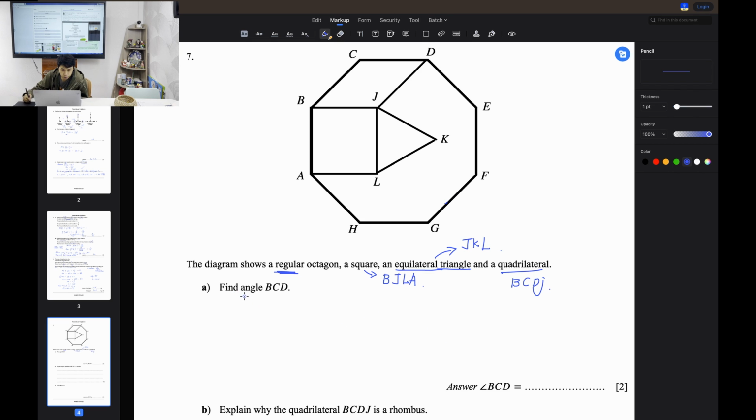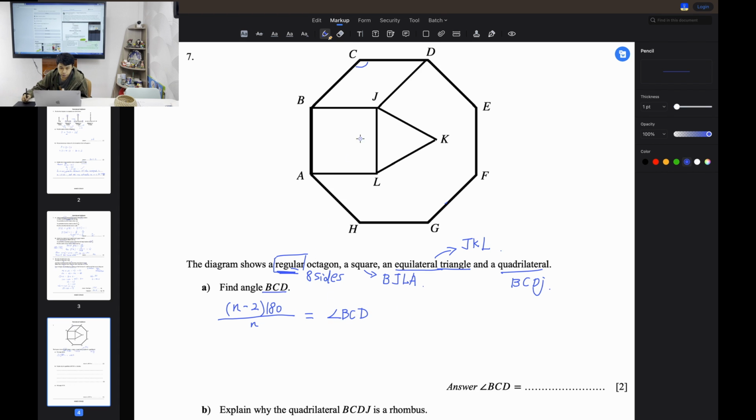So first of all, let's look for the angle BCD. Where is it? BCD here. First of all, we know that this is a regular octagon, 8 sides, regular shape. So we can apply the formula for total interior angle of a regular shape, which means it's n minus 2 multiplied by 180, divided by n. This equals angle BCD.